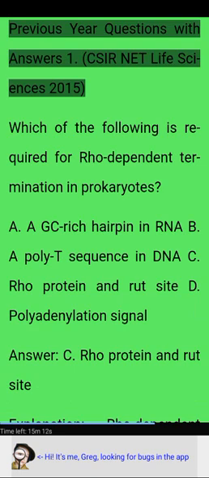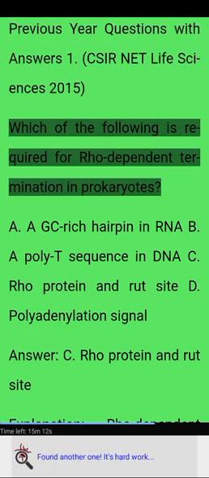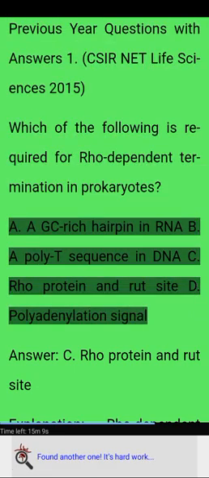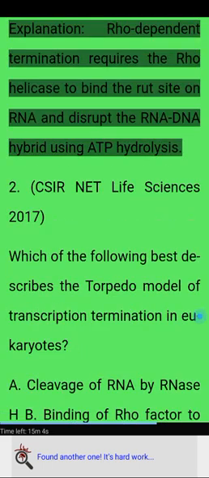Previous year questions with answers. 1. CSIR NET Life Sciences 2015. Which of the following is required for Rho-dependent termination in prokaryotes? A. GC-rich hairpin in RNA. B. Poly T sequence in DNA. C. Rho protein and rut site. D. Polyadenylation signal. Answer: C, Rho protein and rut site.